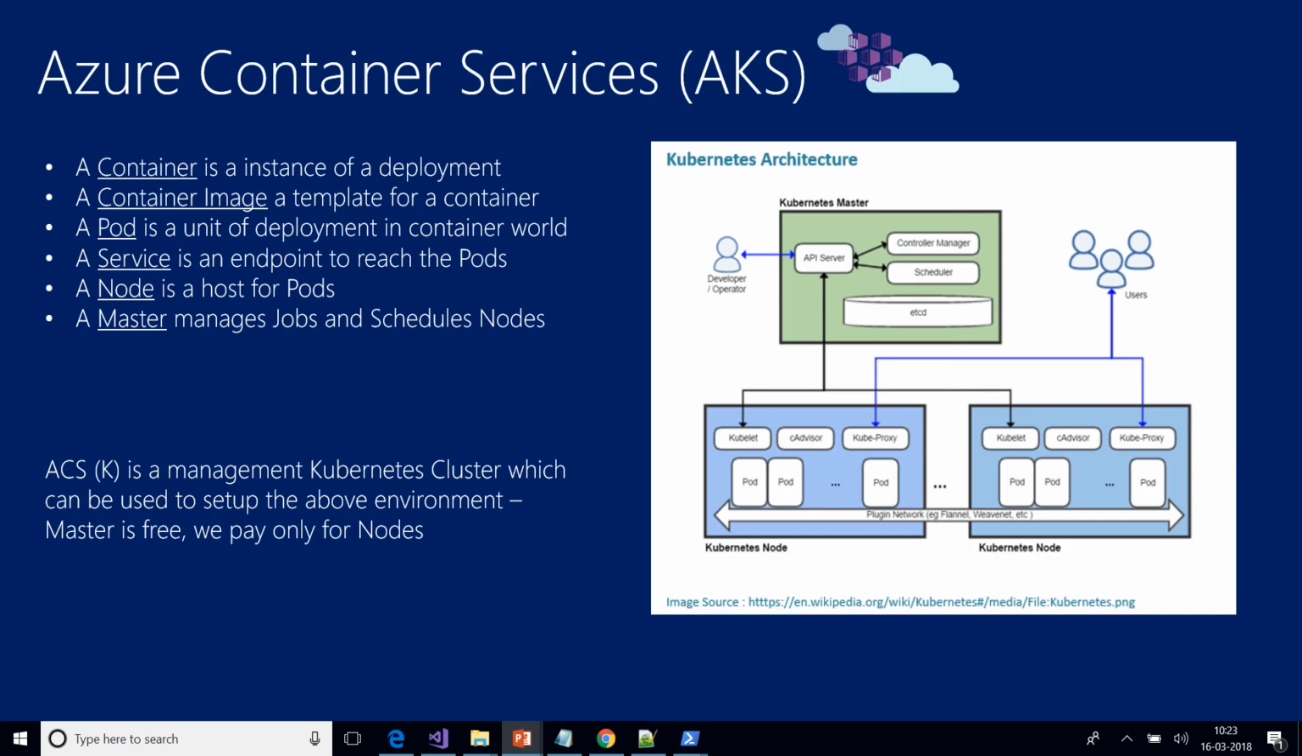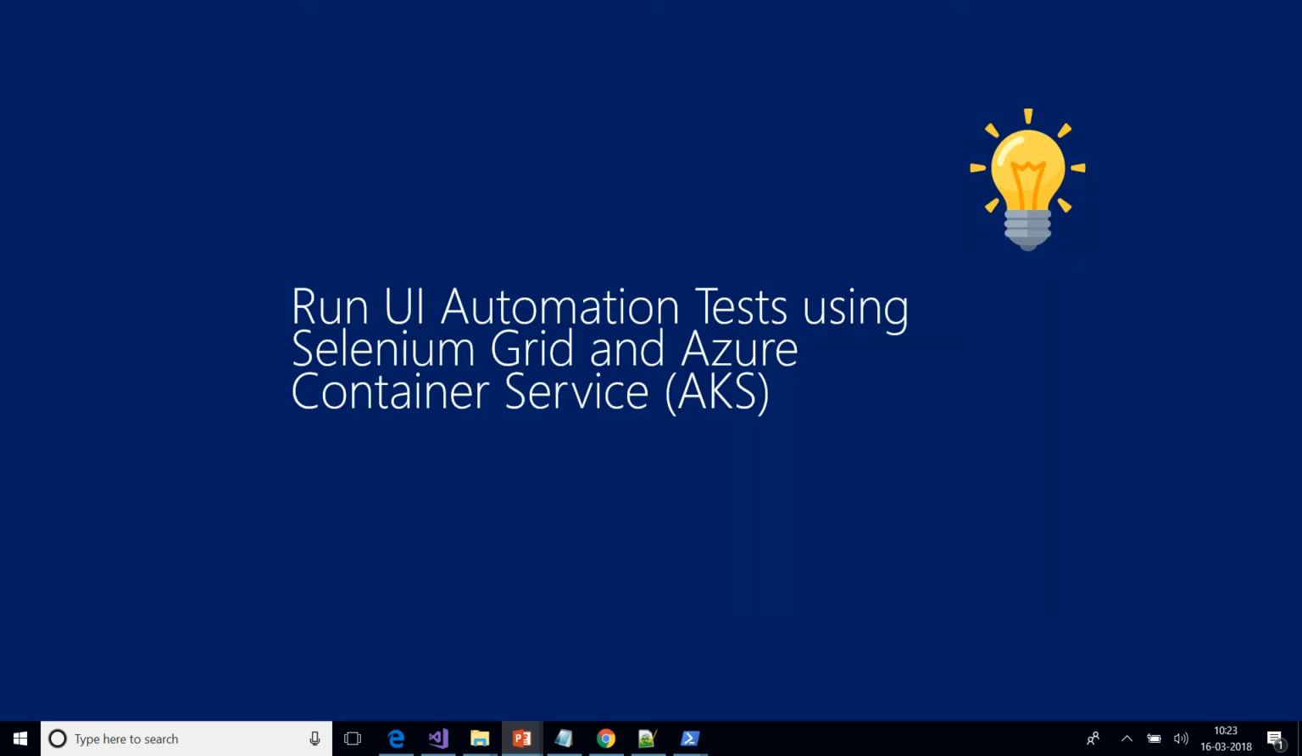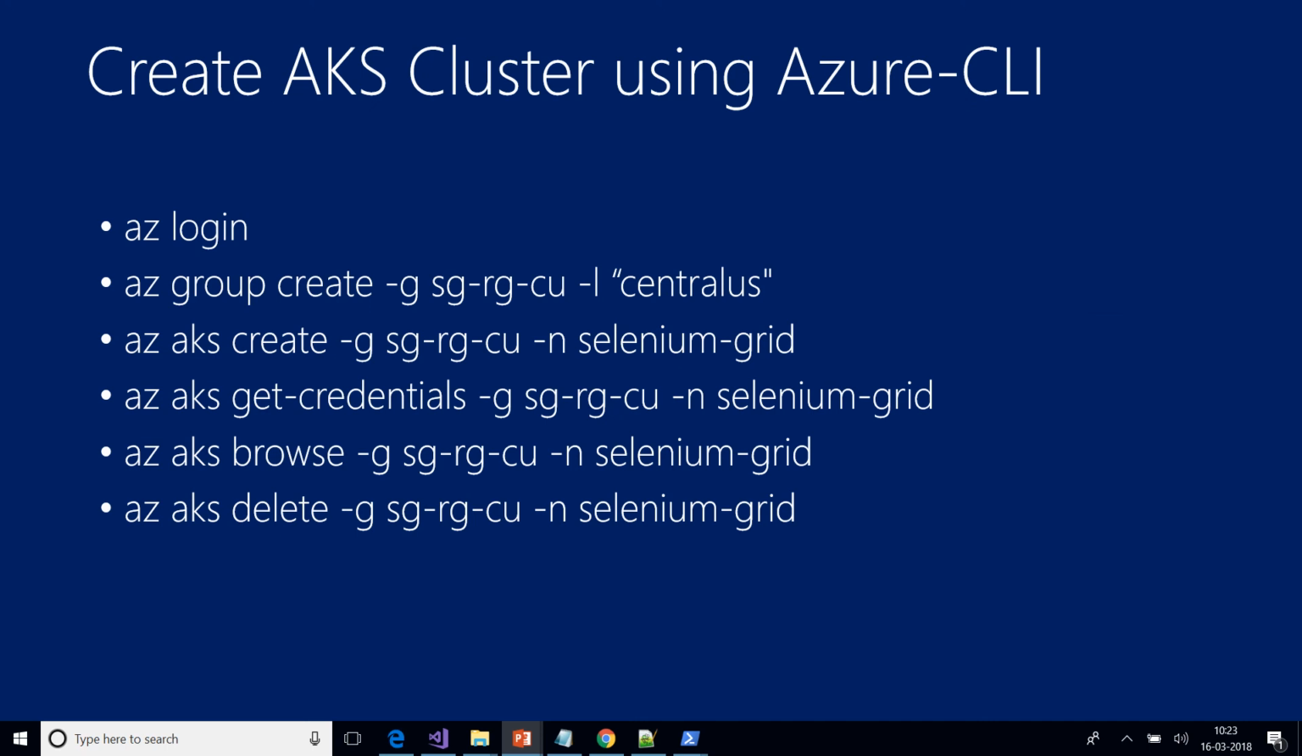In order to run the hub and the nodes, you can use an Azure Container Services managed container cluster. We used the Azure command line to create a cluster, and connected to the cluster using kubectl. We also learned to monitor the jobs using the Kubernetes dashboard and the Selenium Grid console.